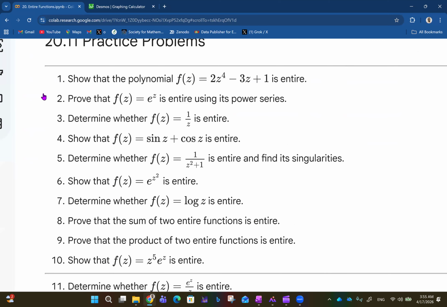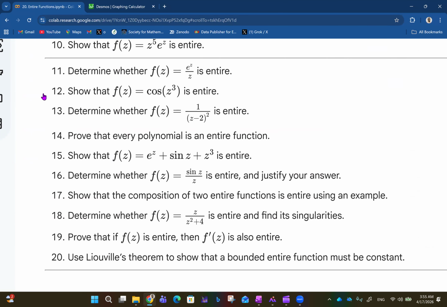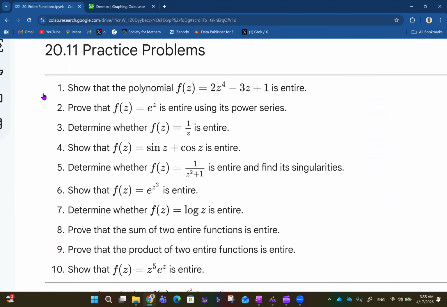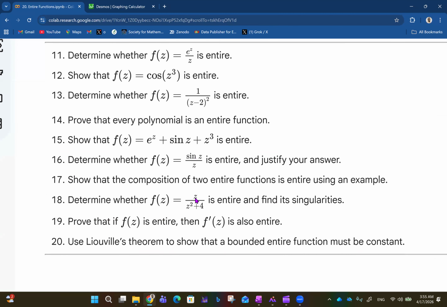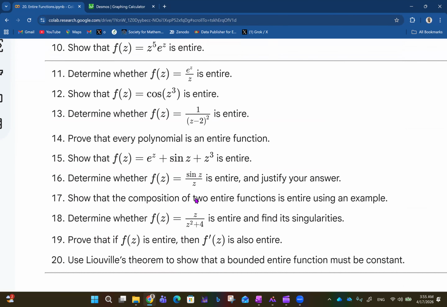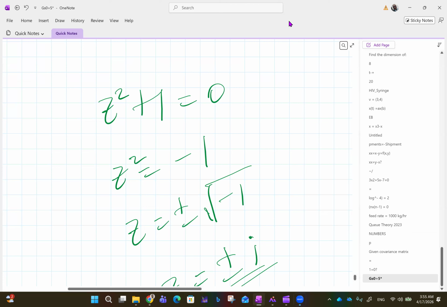So we have practice problems as usual. You have 1 to 10 there, and you have 11 to 20 right there. So as usual, I'm going to solve two of them as we bring this to a close. So I'll choose two to solve, and then we keep it moving. Problem six, to show that f of z equals e raised by z squared is entire. Then I also want to solve 16, to determine whether f of z equals sine z over z is entire and justify the answer. So let's go to the worksheet and have that done.